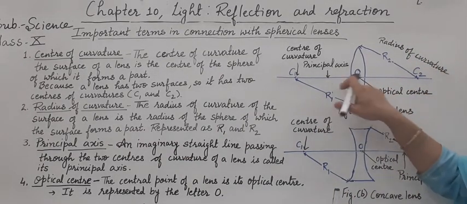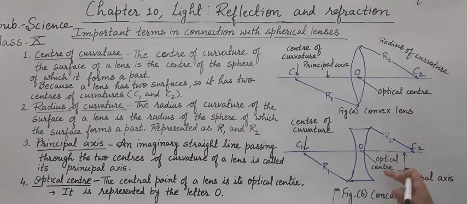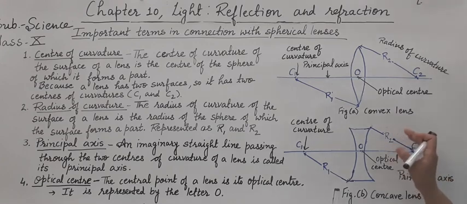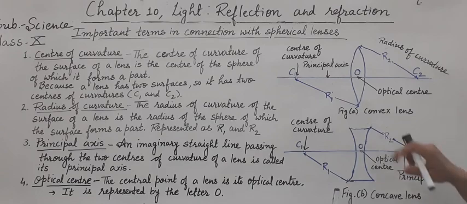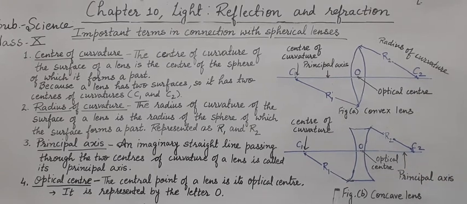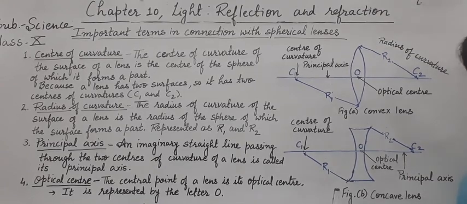Now again, as it has two surfaces, it has two radii of curvature. Both convex and concave lenses have two radii of curvature, R1 and R2. Now next, principal axis. Principal axis is an imaginary straight line passing through the two centers of curvature of a lens, C1 and C2, of concave and convex lenses.